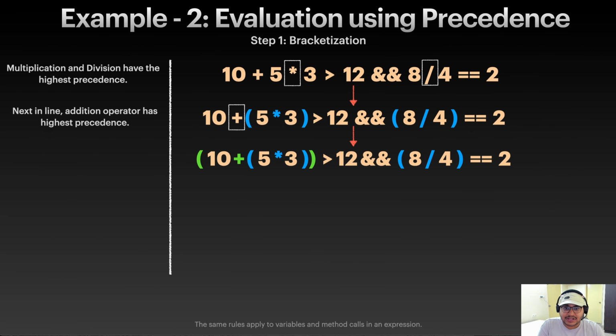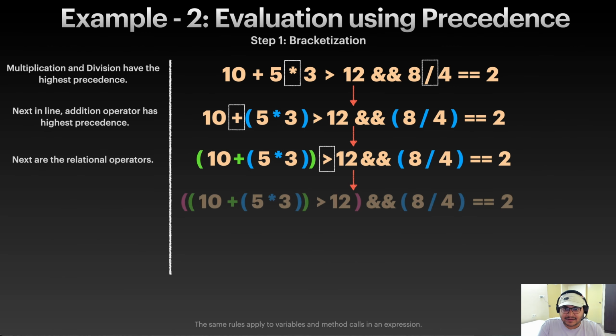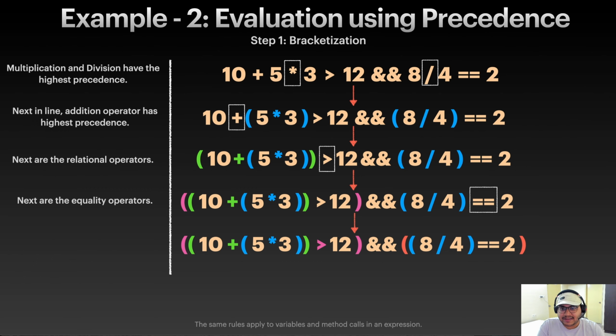Next is the greater than relational operator. So let's put pink brackets around it. Next is the equality relational operator. So let's put red brackets around it. And finally, the lowest precedence belongs to the logical AND operator. Note that all of these rules apply to variables and method calls within expressions as well. But for simplicity, we are considering only literals in an expression.